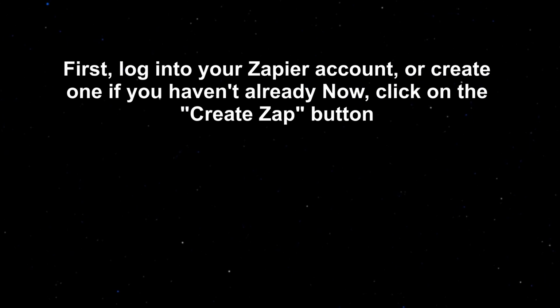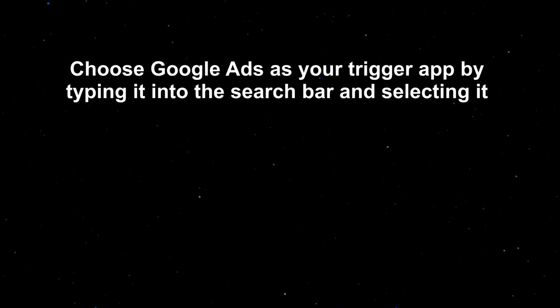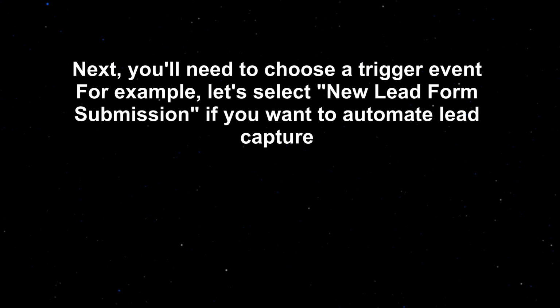First, log into your Zapier account, or create one if you haven't already. Now, click on the Create Zap button. Choose Google Ads as your trigger app by typing it into the search bar and selecting it. Next, you'll need to choose a trigger event. For example, let's select new lead form submission if you want to automate lead capture.